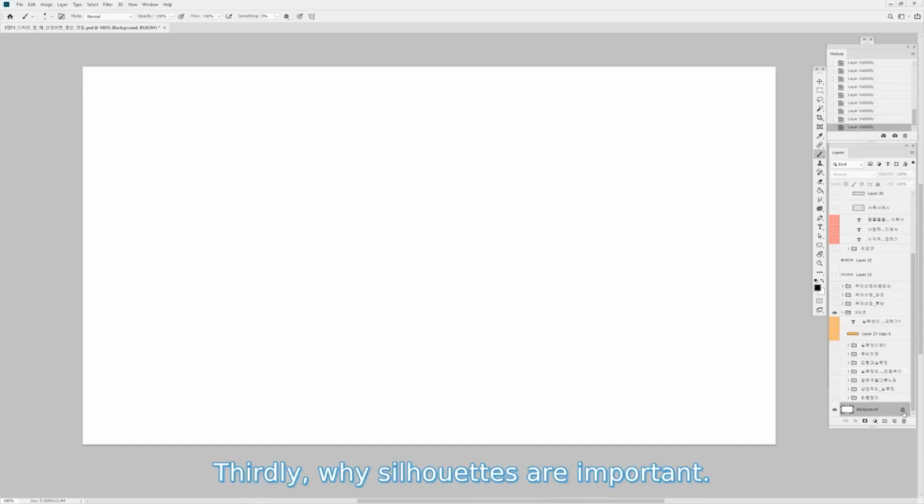Thirdly, why silhouettes are important. It's the first area that approaches the viewer, and it's the area that defines a character. So the more you pay attention to the primary image formed by a silhouette, the better the design gets.